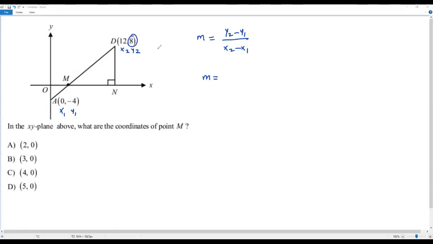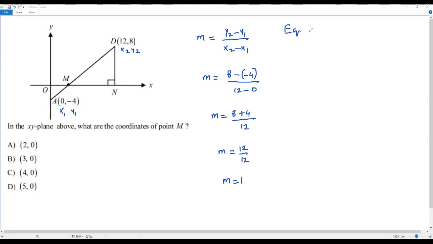Here the value for y2 is 8. Let me plug in 8 for y2, minus y1, where the value of y1 is -4. And the value of x2 is 12. The value of x1 is 0. m equals 8, negative times negative is positive, that is 8 plus 4, divided by 12 minus 0, which is 12. So m equals 12 divided by 12. Finally, I'm getting the slope as 1. Here I got the slope of the line.